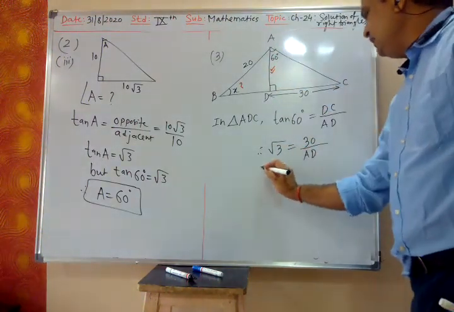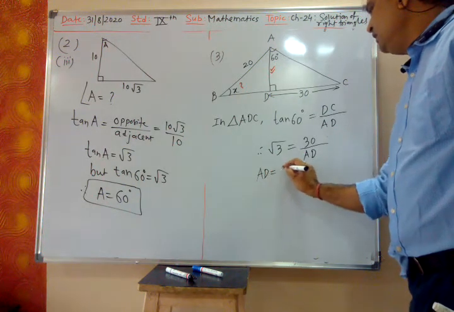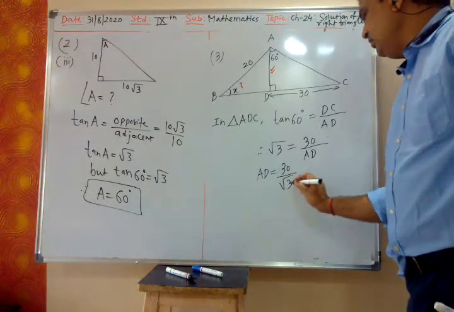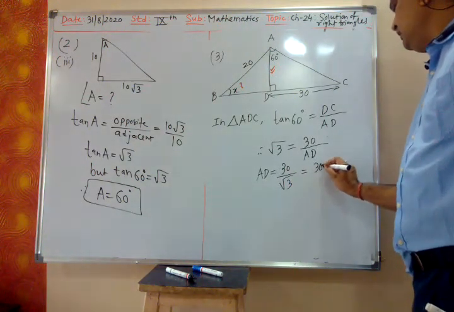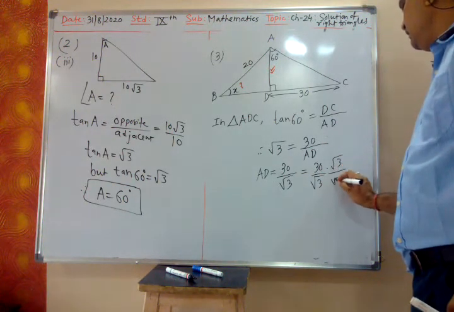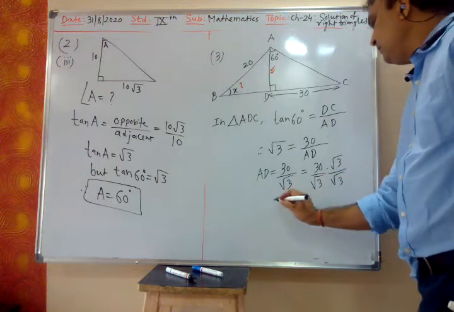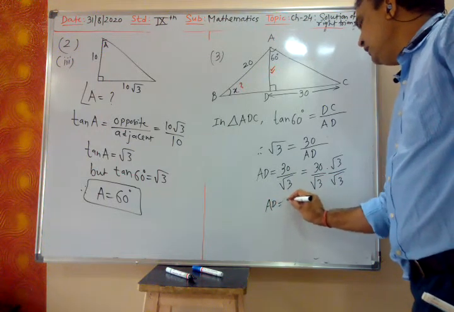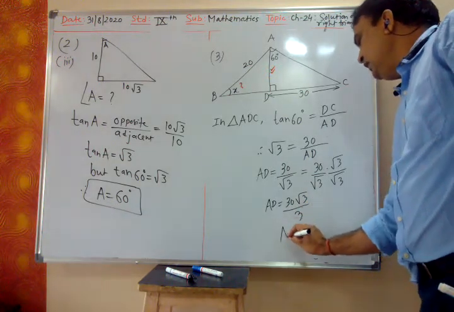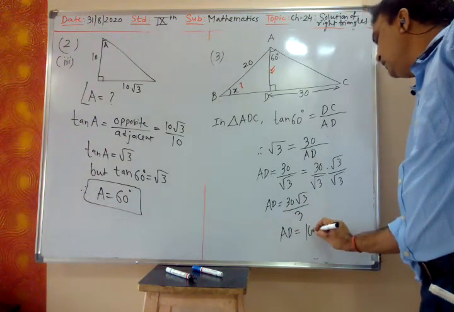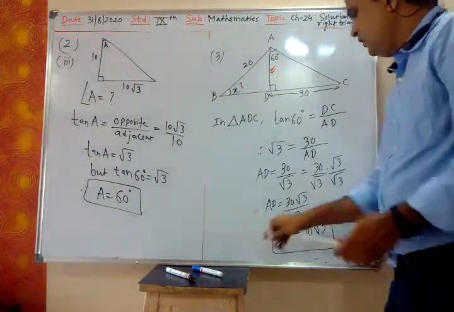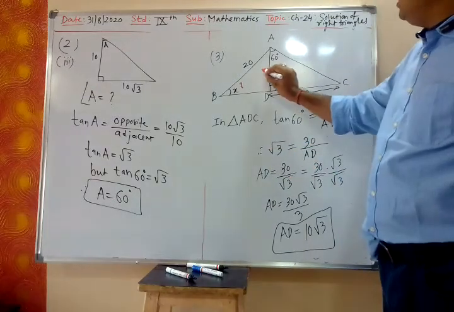So cross multiply, you will get AD is equal to 30 upon root 3. Now I can rationalize the denominator: 30 multiply and divide by root 3. Root 3 into root 3 is 3. So AD is 30 root 3 upon 3. So AD is 10 root 3.